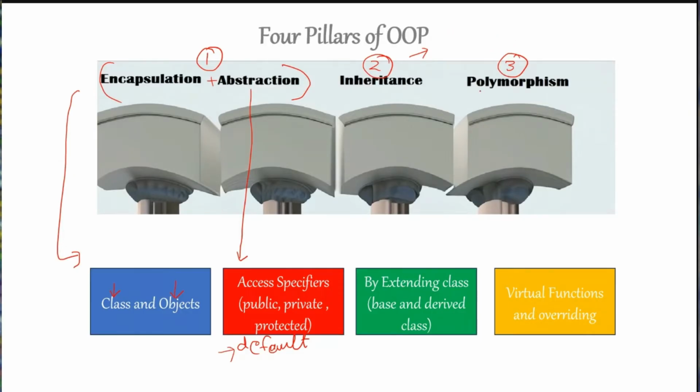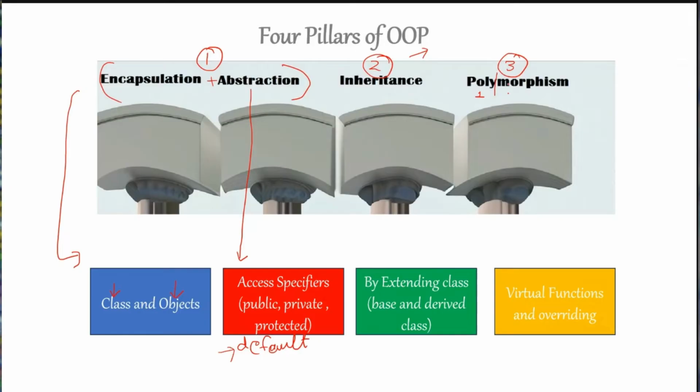Then what is polymorphism? Polymorphism, one last time, is one name and multiple forms. One name, multiple forms is known as polymorphism. We have to see this also. In Java, it is implemented through virtual functions and overriding.